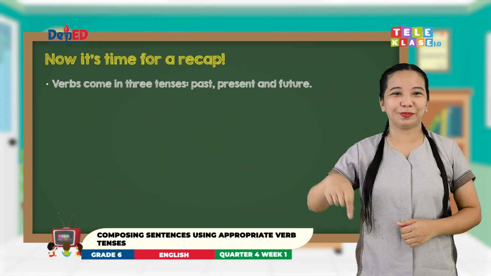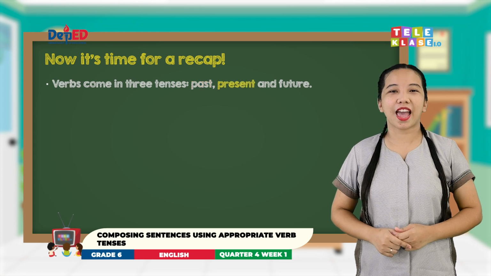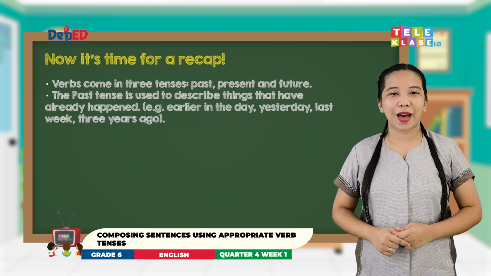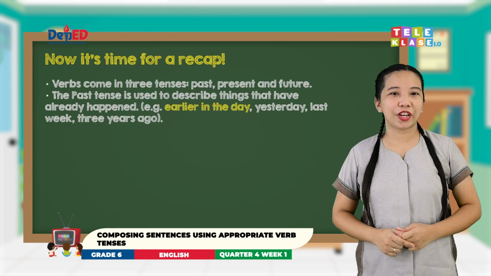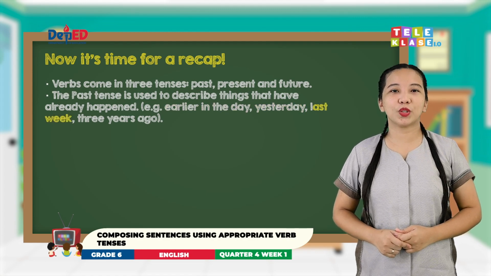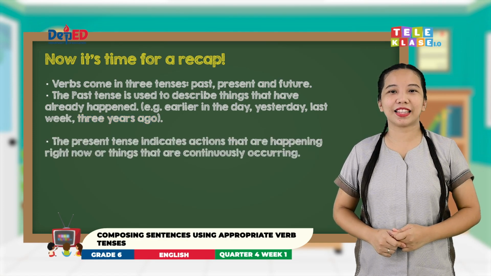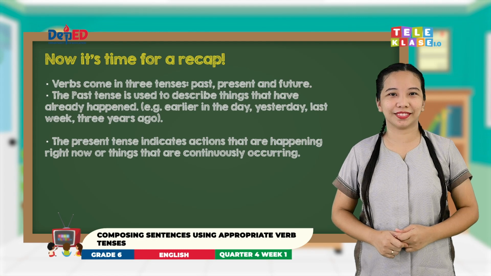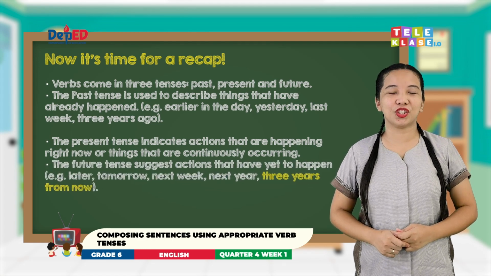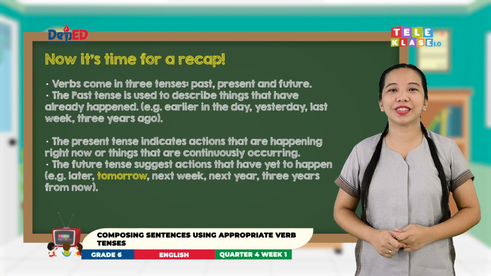Now it's time for a recap. Verbs come in 3 tenses: past, present, and future. The past tense is used to describe things that have already happened. Examples: earlier in the day, yesterday, last week, 3 years ago. The present tense indicates actions that are happening right now or things that are continuously occurring. The future tense suggests actions that have yet to happen, such as later, tomorrow, next week, next year, 3 years from now.